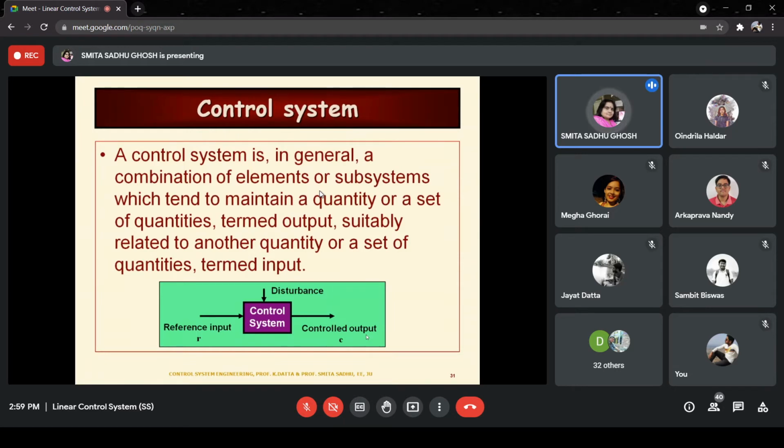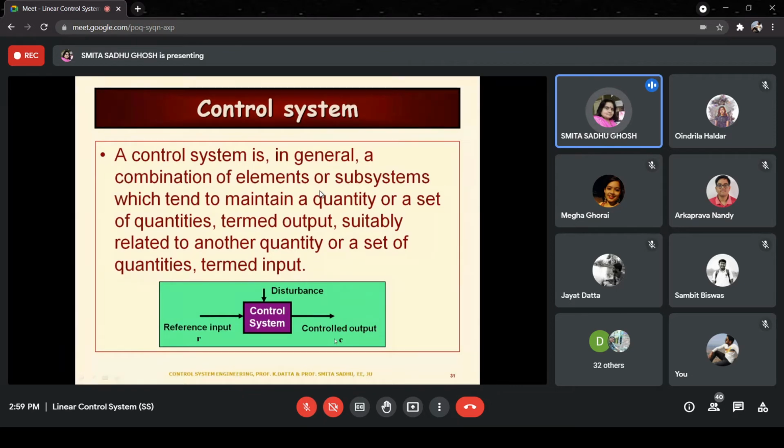Now coming to a control system. Over here you find a very simplistic block diagram, drawn with a single block in which you find the words control system written. The outgoing arrow represents what we call the controlled output, denoted as C. These notations vary from book to book.